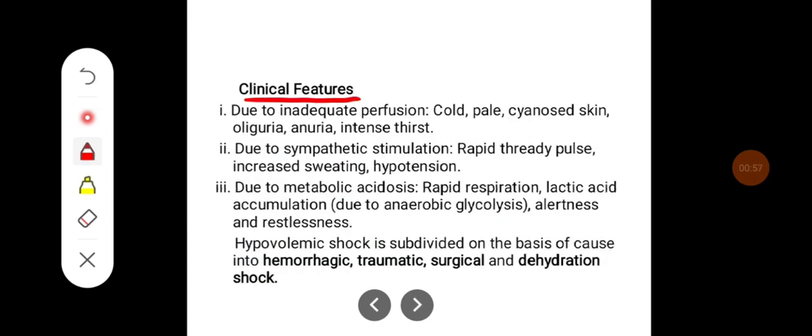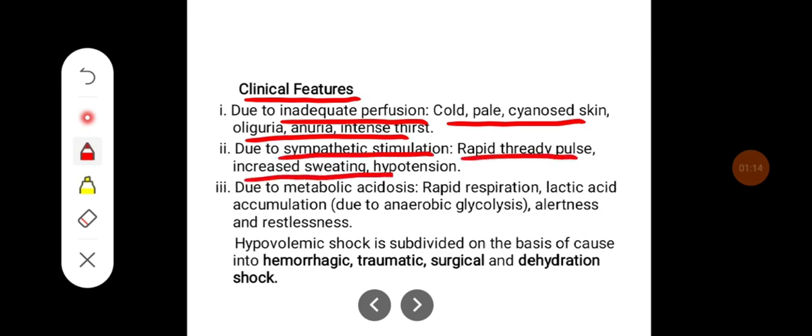Some of the clinical features due to the inadequate perfusion are cold, pale skin, cyanosed skin, oliguria, anuria, and intense thirst. Due to the sympathetic stimulation, there can be a rapid thready pulse, increased sweating, and hypotension. And due to metabolic acidosis, there can be rapid respiration, lactic acid accumulation, which occurs because of the increased anaerobic glycolysis, and alertness and restlessness.